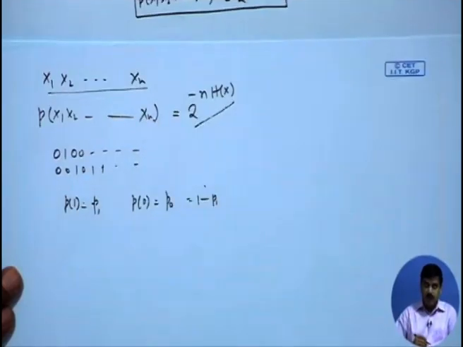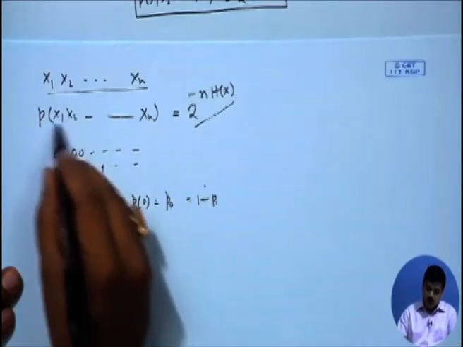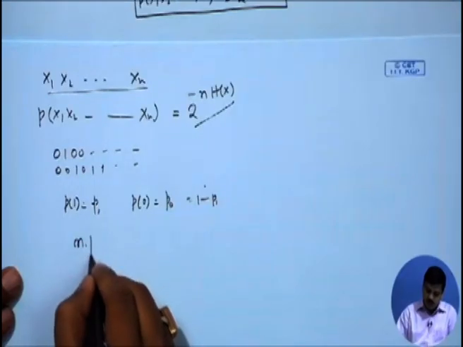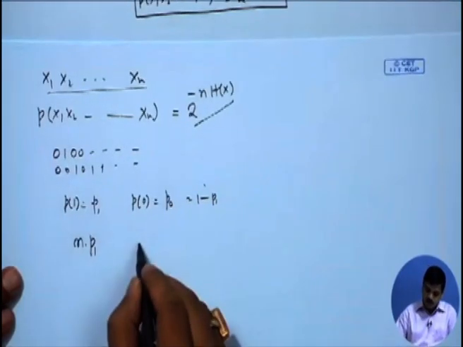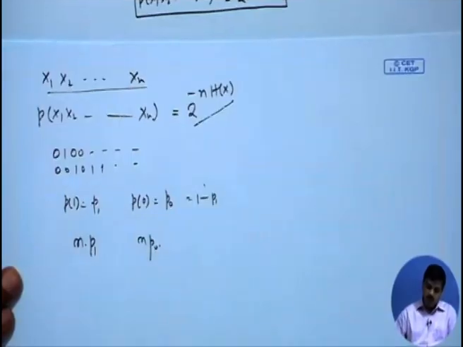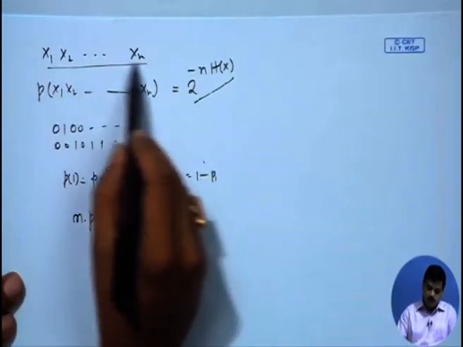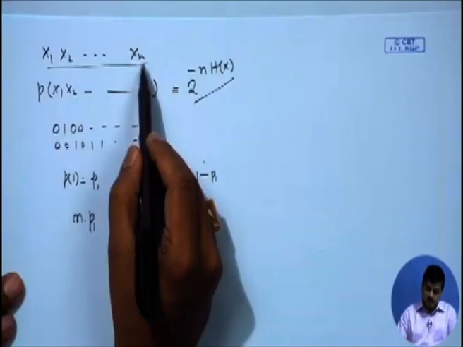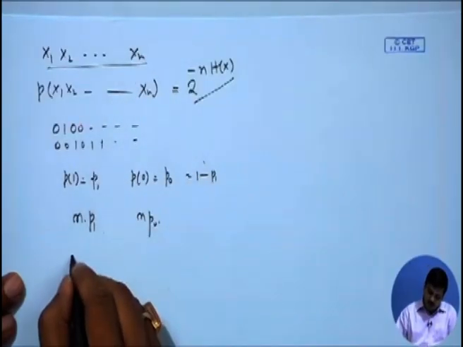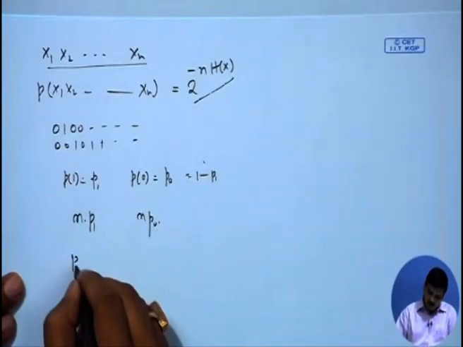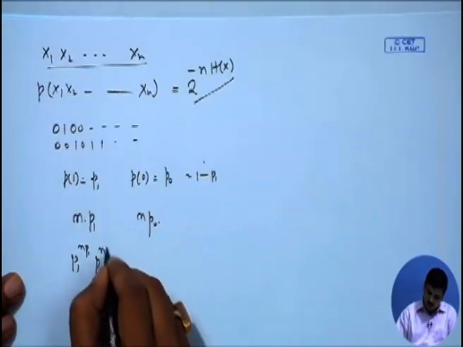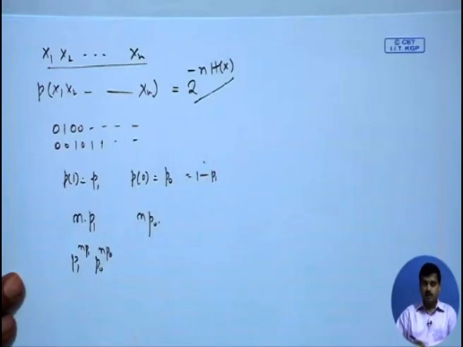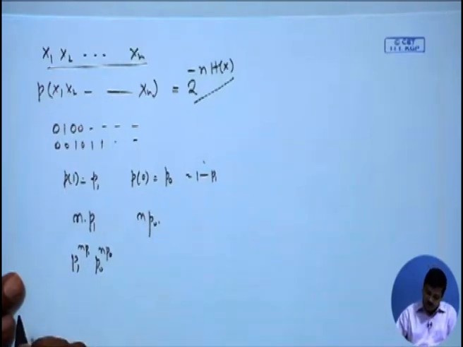The number of ones in such a sequence is n times p1 when n is very, very large. The number of zeros in such a sequence is n times p0. So if I ask what is the probability of this particular sequence, it's the probability of 1 raised to the power of np1 times the probability of 0 raised to the power of np0, because all of them are IID.